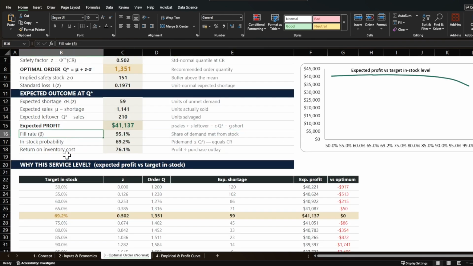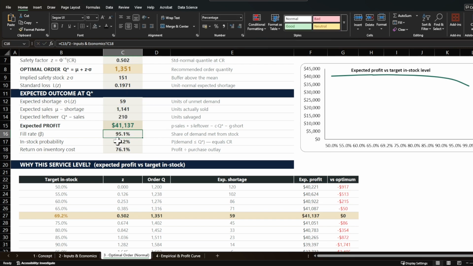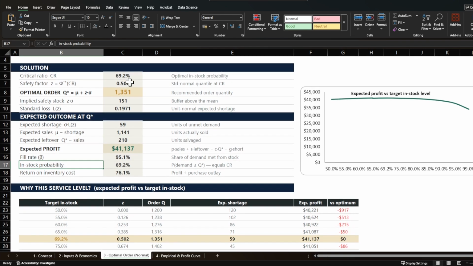We can also check the fill rate. Fill rate is nothing, it's just how much you have sold divided by the mean of your demand. So then it is 95.1%. And your in-stock probability is 69.2%, which we have talked about, correct? Then there is something called return on inventory cost. It means how much profit you are earning on your purchases. So it's just another business metric, not entirely related to our discussion. Anyway, this is what we have calculated when we know our demand function.